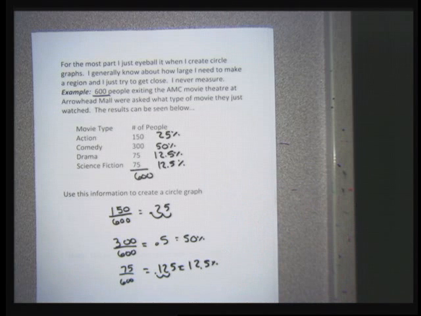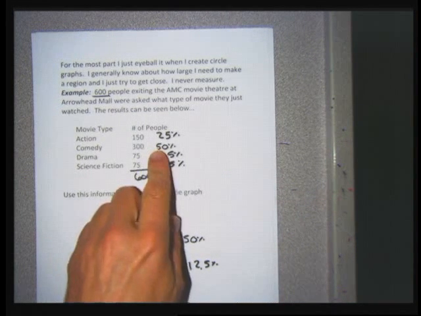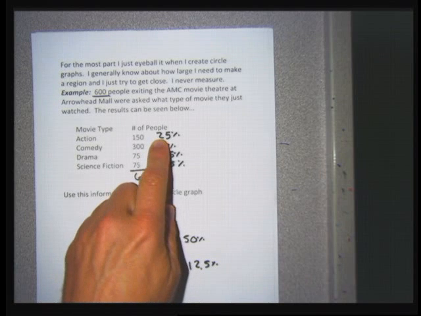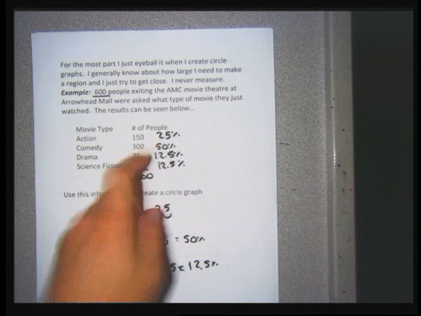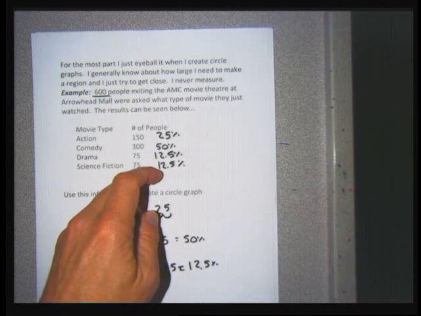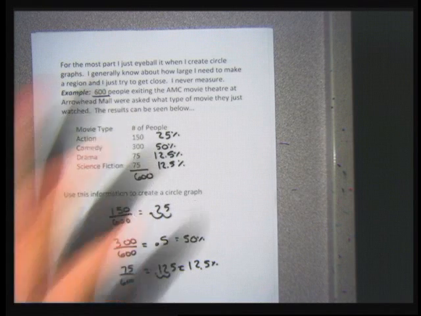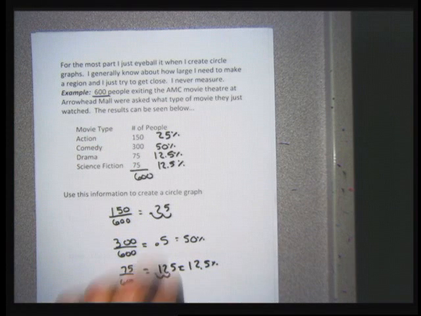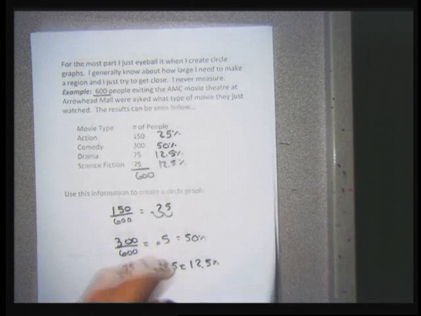Now I'm ready to make my circle graph. So I know the relative sizes. The comedy needs to be half the circle, the action needs to be a quarter of the circle, and then these two, I'll take the remaining part of the circle and break it up in half, break a quarter up into 2 halves essentially. So I'll show that on the next pages.